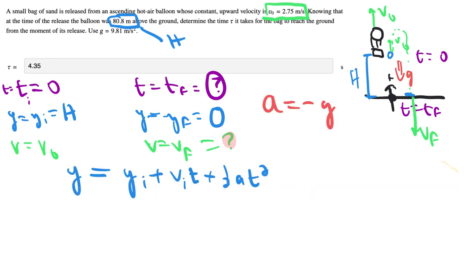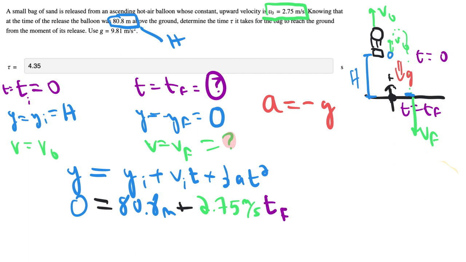Okay, having cleaned up the page a little bit, got rid of the scratch work, moved the equation over here, moved A up here because it was in the way. We are going to use this equation, and we're going to throw in the values that we know. So I'm going to say the height was, we end at 0, and we started at 80.8 meters. Our initial speed was 2.75 meters per second times the time, which is what we're looking for. In this case, the time of flight.